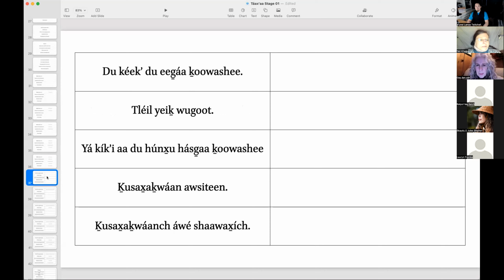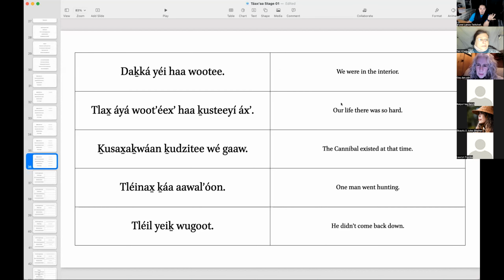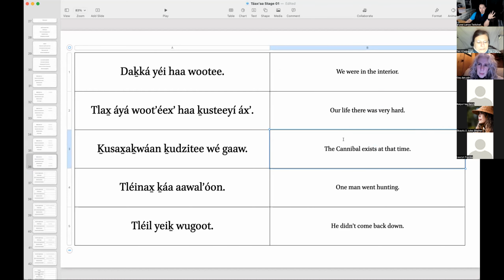Okay. The other thing is, we haven't really gotten there yet. In the interior, life was hard. We could probably say very, right? And then we have the cannibal exists at that time, right? Just looking at the tense and how it's functioning, how time is functioning here. One man went hunting. Now that could be one person too, right? In the context of the story, we know that it is a boy. We'll get to that. There are these three brothers in the story. And he didn't come back down.